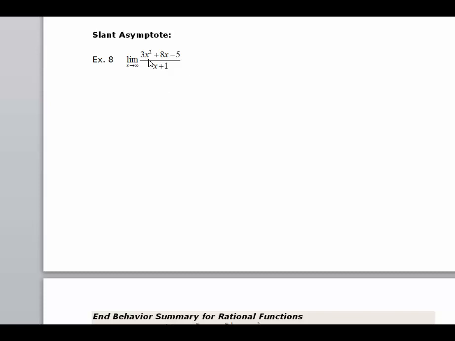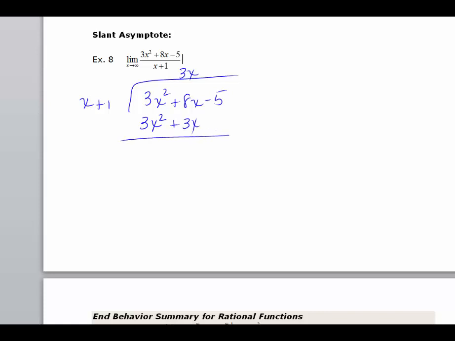So when the degree of the numerator is 1 more than the degree of the denominator, we're going to divide. We'll take 3x squared plus 8x minus 5 divided by x plus 1. So I multiply x by 3x to give me 3x squared. I multiply back. 3x times 1 is 3x. Here you're going to add the opposite, so that cancels. 8x minus 3x is 5x. Bring down the minus 5. Then I look and say, what do I multiply x by to give me 5x? It's going to be plus 5.